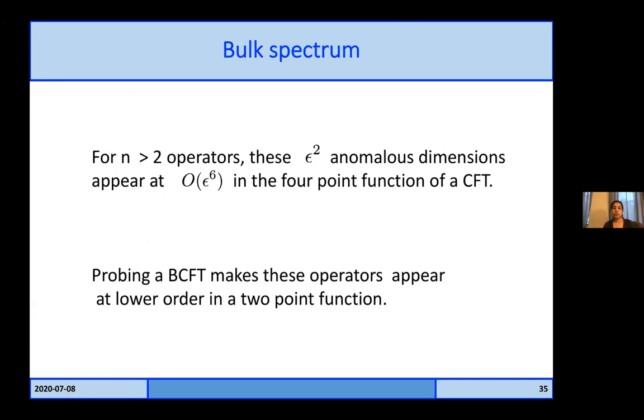Before I conclude, this is a final comment that I want to make. For n greater than 2 operators, that is for higher composite operators, the anomalous dimension at epsilon squared appears in the usual CFT four-point function only at epsilon to the six, because the OPE coefficients of these operators are suppressed. But here we have seen that if we probe a boundary conformal field theory, all these operators start appearing at a lower order in a two-point function. And actually we can probe the infinite set of operators using boundary conformal field theory.